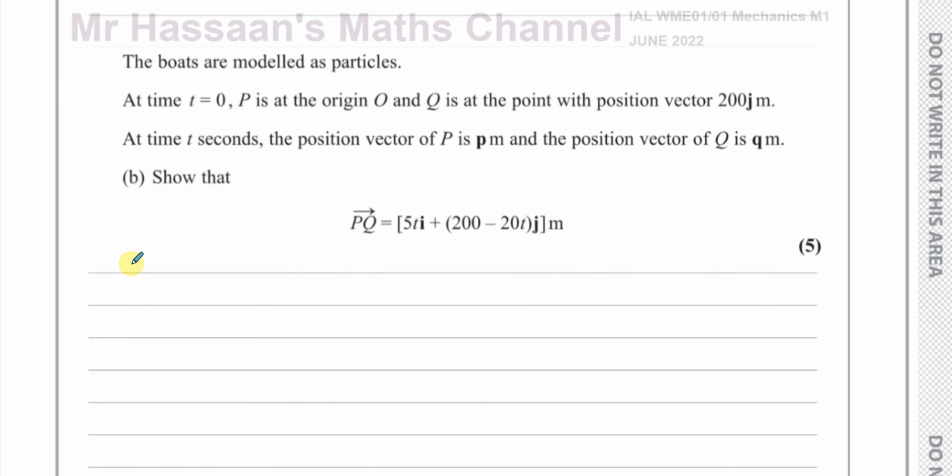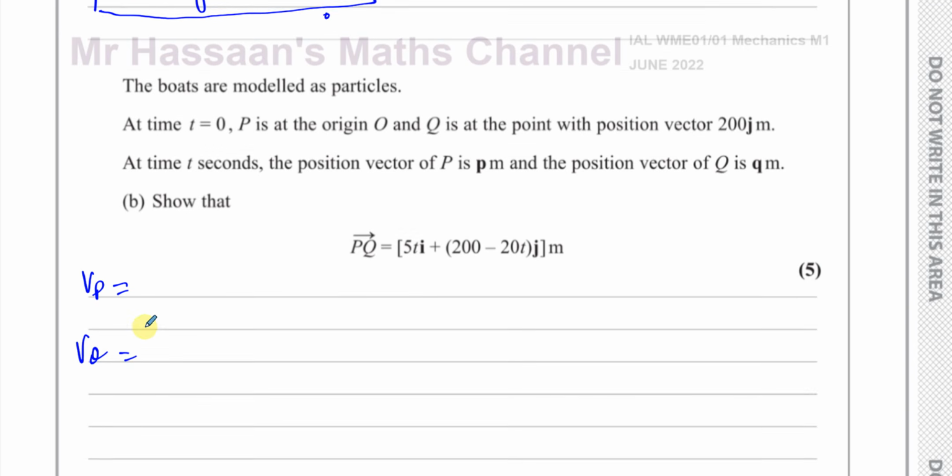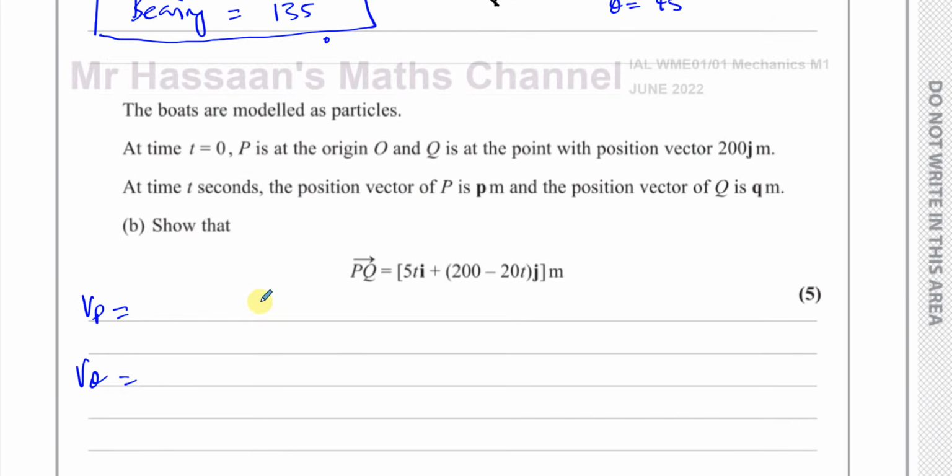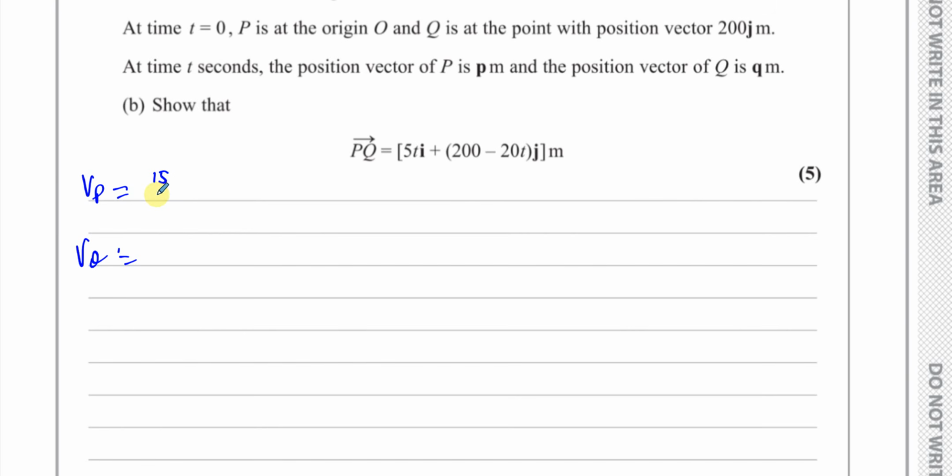Okay, so we already know the velocity of P and the velocity of Q in the first part of the question, and they told us the velocity of P was 15i, so that's (15, 0) as a column vector, and the velocity of Q was 20i minus 20j, so as a column vector it's like that. Now we know that the position vector of any object that's moving at a constant velocity is given by its position at the start, when time equals 0, plus the velocity it's moving at times the time. That will give us its position vector for any time that we want during its journey.